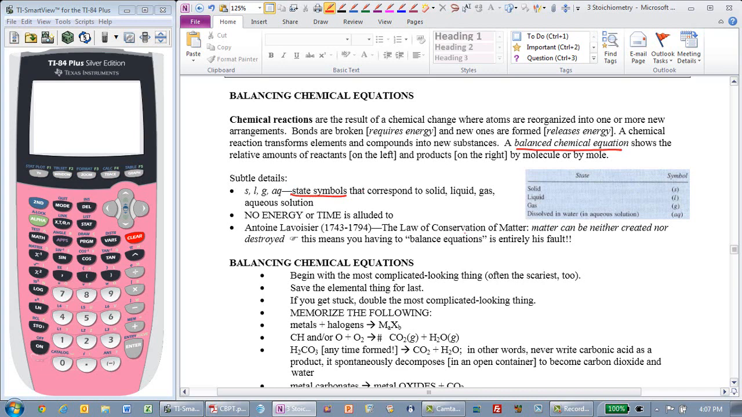He's the gentleman that came up with the law of conservation of matter. So this is all his fault. It states that matter can neither be created nor destroyed, so that's why you have to balance equations. You have to have an accounting system, since matter cannot just poof, disappear, or double poof, appear out of nowhere.